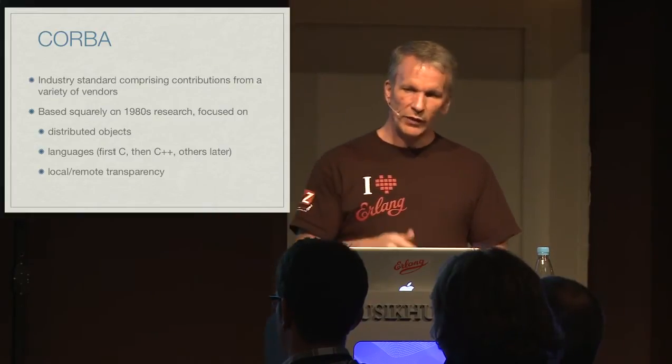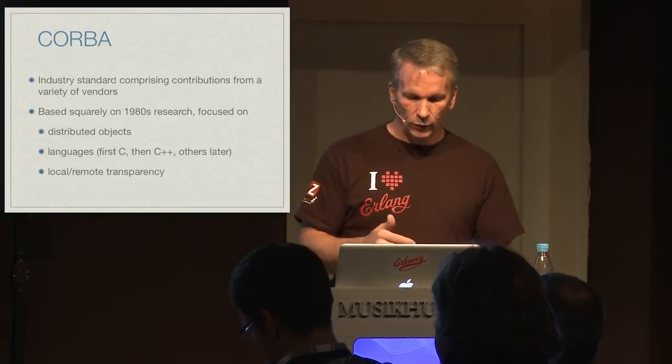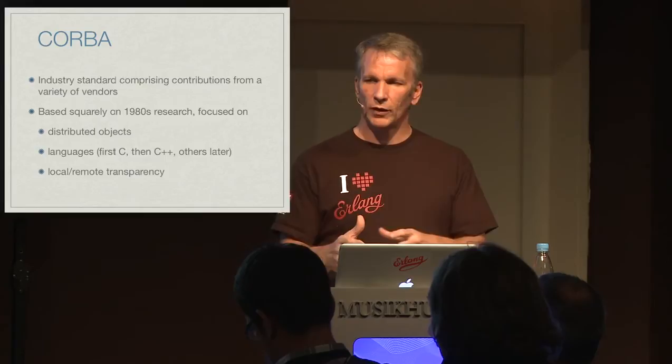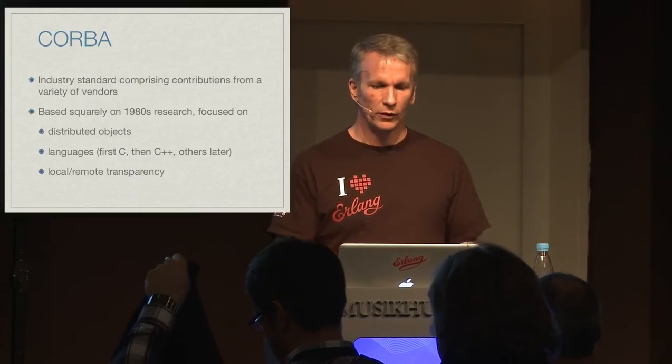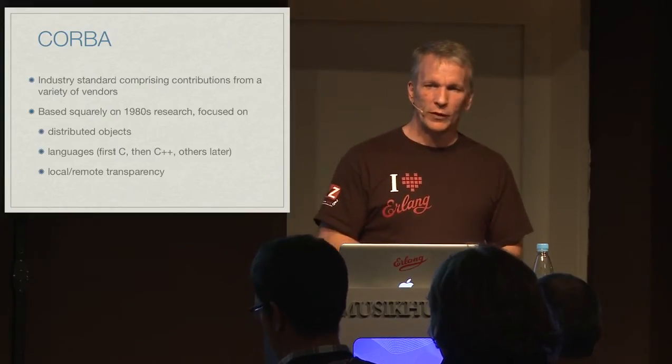But Corba was really based on this research that I described. Languages were very important, so the first Corba spec specified a mapping for the C language, and then later came C++. I worked several years on a C++ mapping. Local remote transparency was very important for the reasons I mentioned earlier. And like I said, it was all distributed objects.